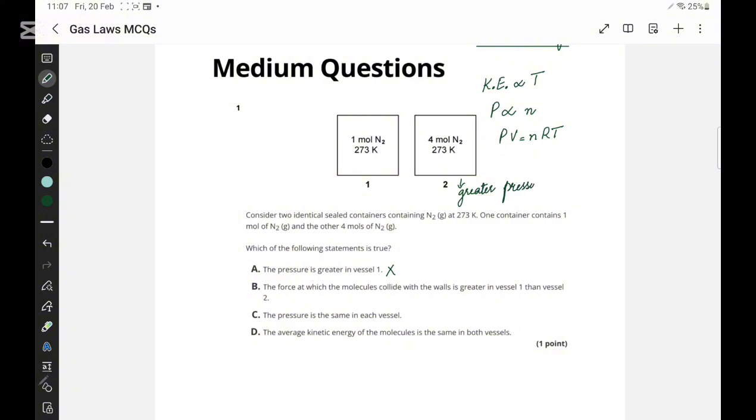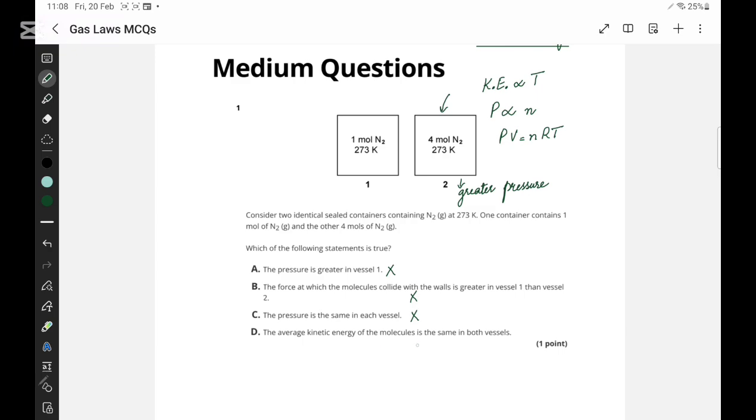And then, the force at which the molecules collide with the walls is greater in vessel 1. Absolutely wrong, because pressure is greater in vessel 2. So the collision frequency or the force will be greater in container 2. So this option is also wrong. The pressure is the same in each vessel. Absolutely wrong.